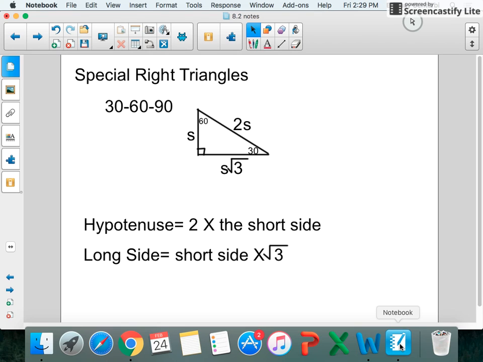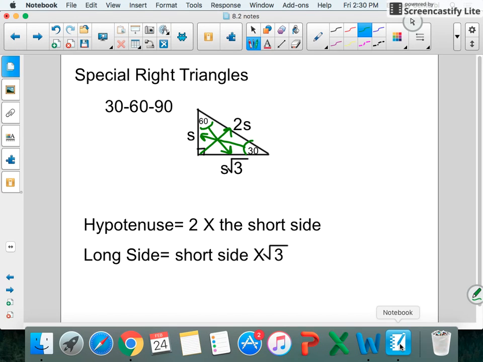So you did the 45, 45, 90 triangle. Now we're gonna do the 30, 60, 90 triangle. So remember that the short side is across from the 30-degree angle and the long side is across from the 60-degree angle, and the hypotenuse again is always across the right angle.